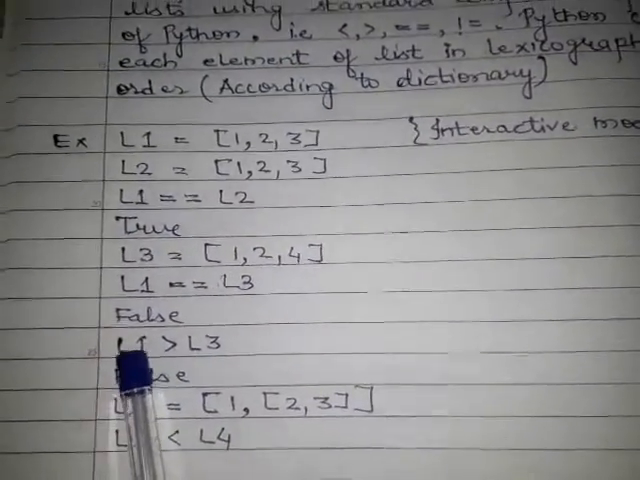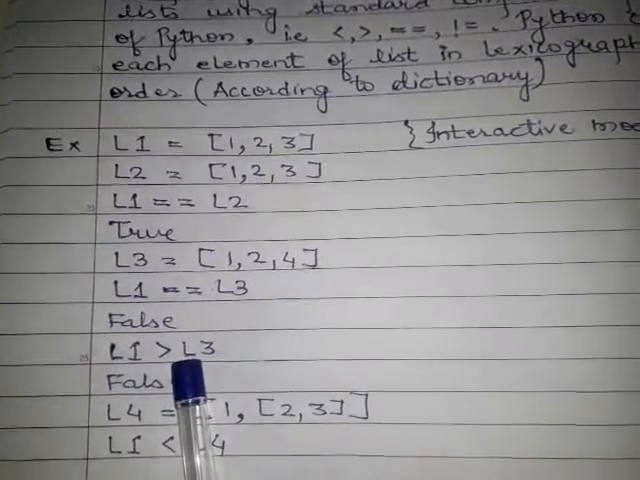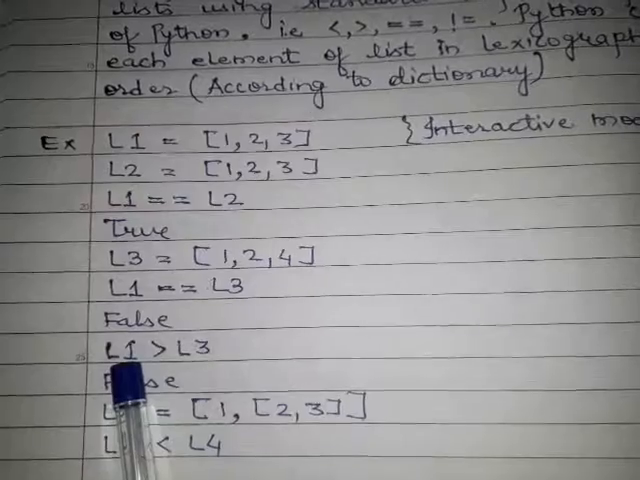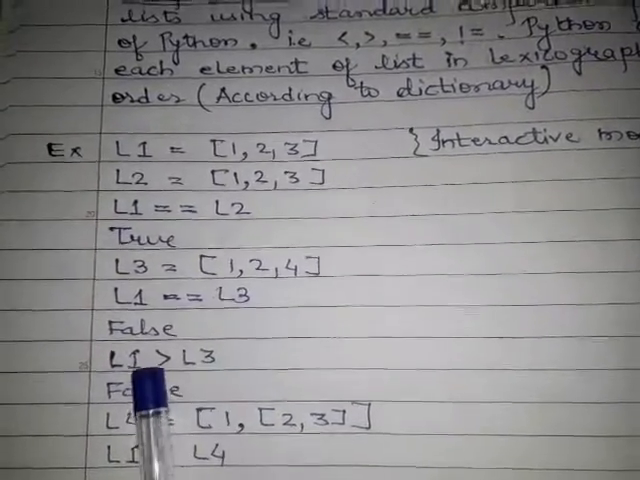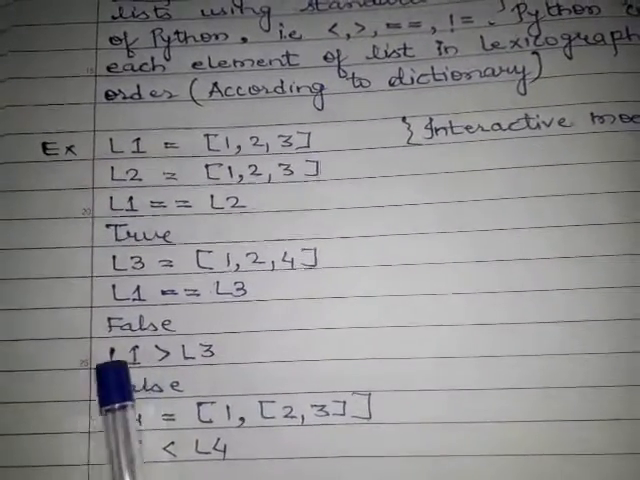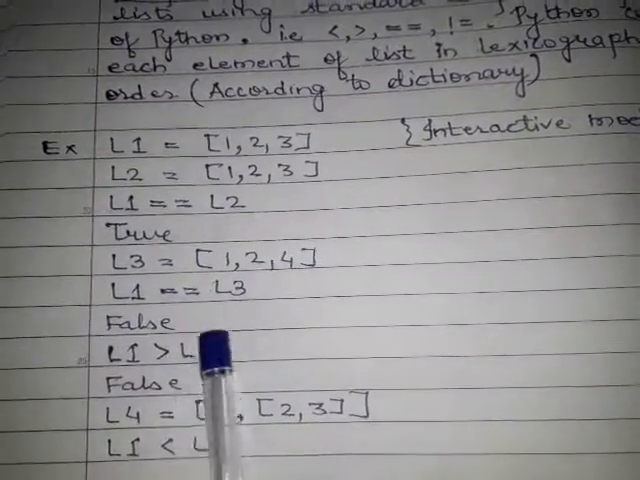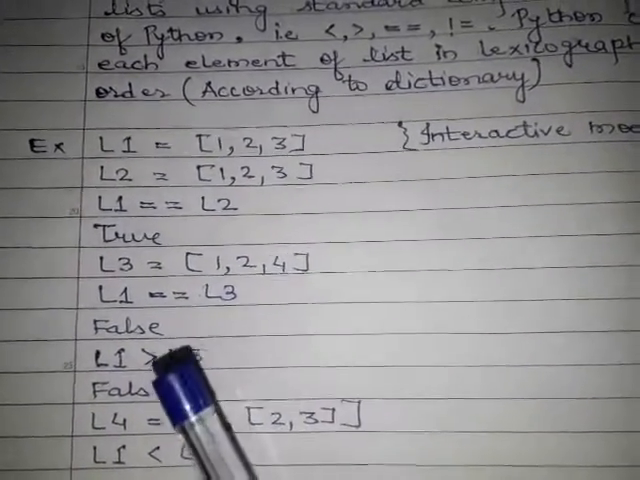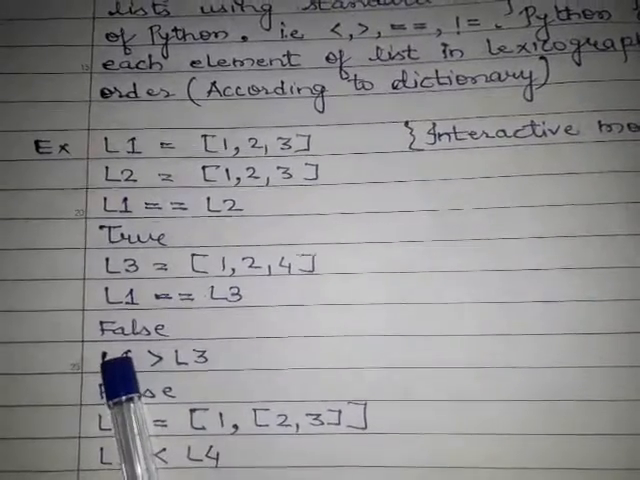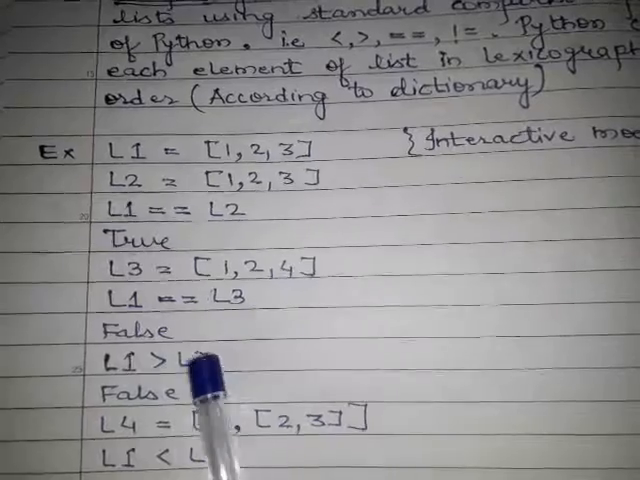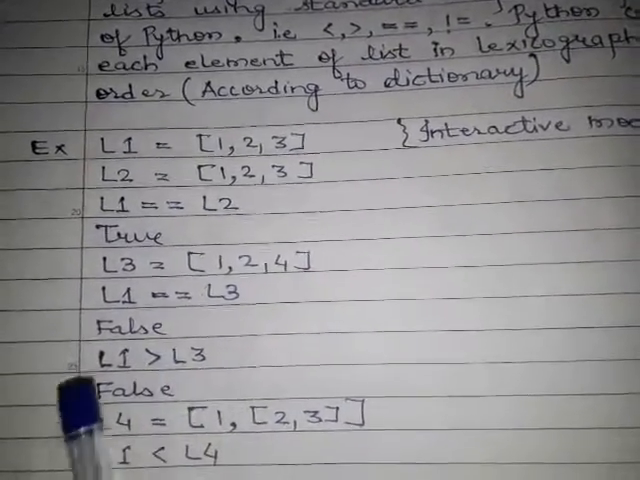Take another example. L1 is greater than L3. We can check whether the element of L1 is greater than L3. Sorry, if the first element of L1 is greater than L3, then it will give true. Otherwise it will give false.